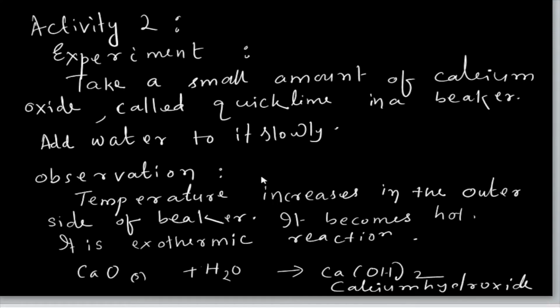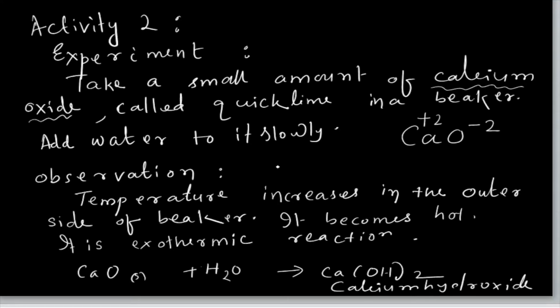Then come to experiment 2 or activity 2. Here you will take quicklime. What is quicklime? Quicklime means CaO. What is CaO? Calcium oxide. And this calcium oxide is called CaO. Why is the formula CaO only, not other? Because it is minus 2 and plus 2, both cancel.